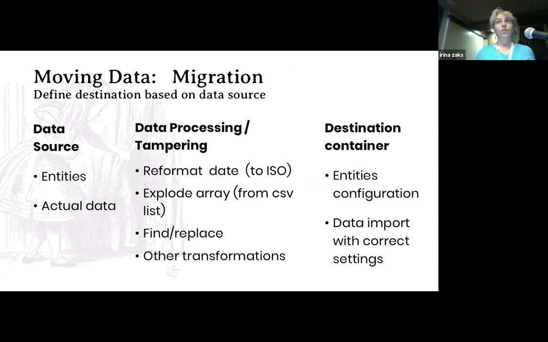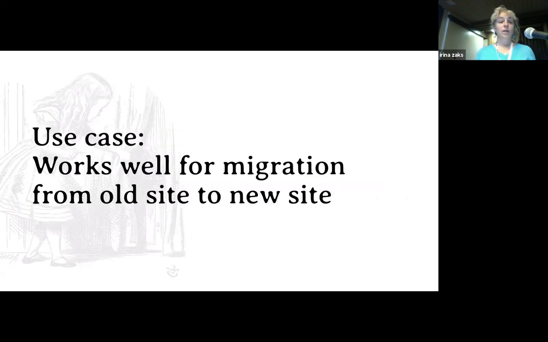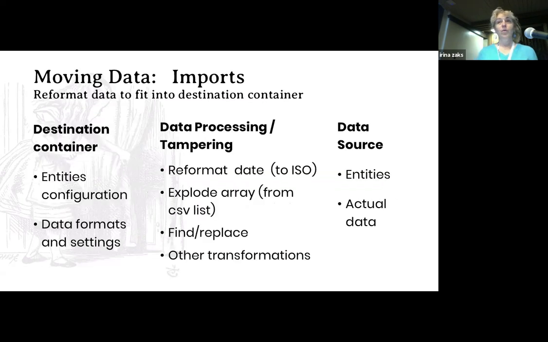So we are defining two types of migration. One is migration, where we have existing data, we need to process it, and we need to put it into a destination container that is pre-configured. And this works well when we have an old site and we move stuff to the new site. We have imports, which is kind of going in the opposite direction.